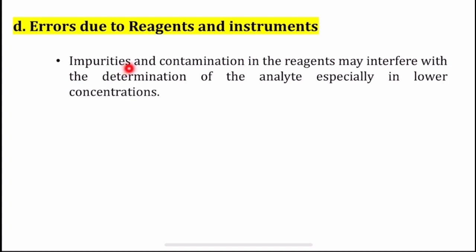Errors made due to the presence of impurities or contaminations affect the reaction process and measurement. These errors become more prominent in the determination of analytes with lower concentrations. Contamination in reagents can cause unwanted side reactions or interfere with the primary reaction, leading to errors in results. For example, using impure solvents in chromatography can affect peak resolution and retention times.